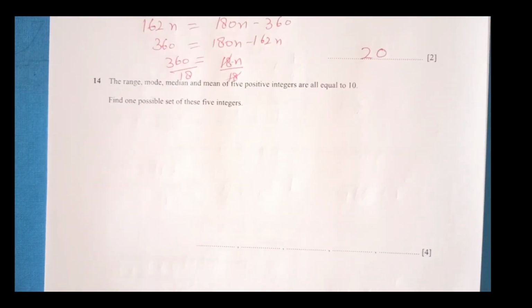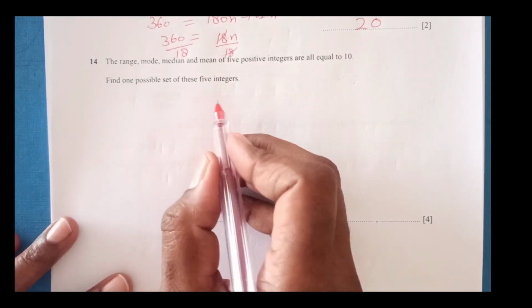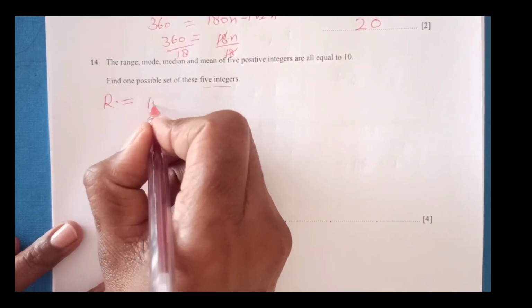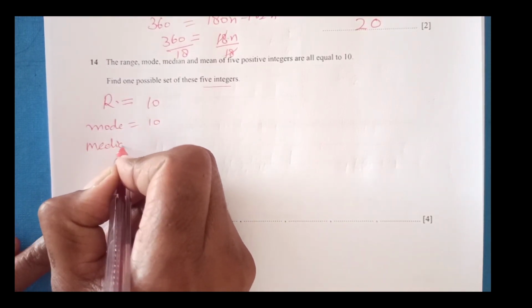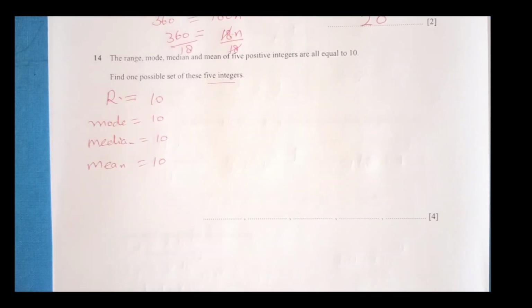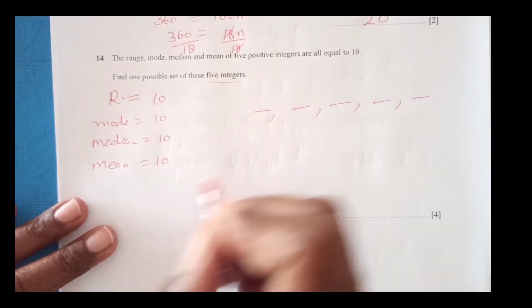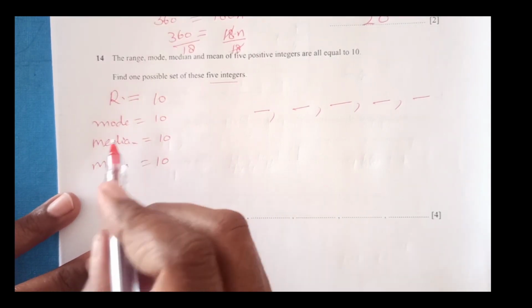Okay. Now number 14, the range, mode, median and mean of 5 positive integers are equal to 10. Find the possible set of 5 integers. Now we are given that range is 10, mode is also 10, median is also 10 and mean is also 10, right? Everything is 10. So find the possible numbers. So 5 numbers, there may be different answers, you may have a different answer. So I will start with whatever I can try to be possible.